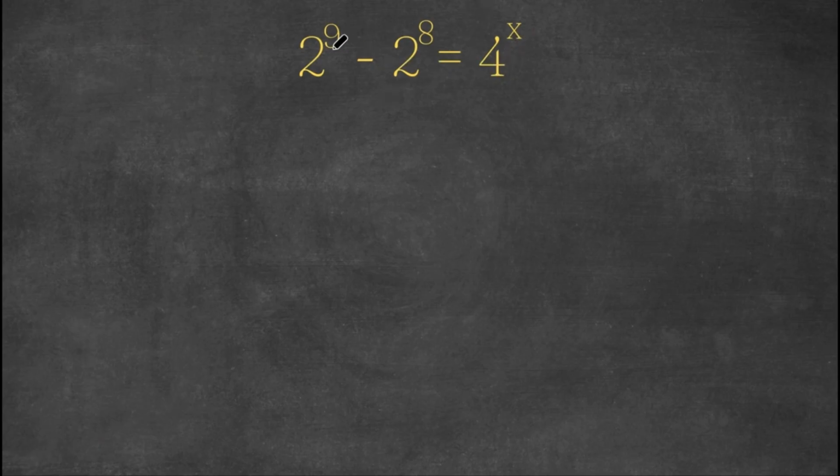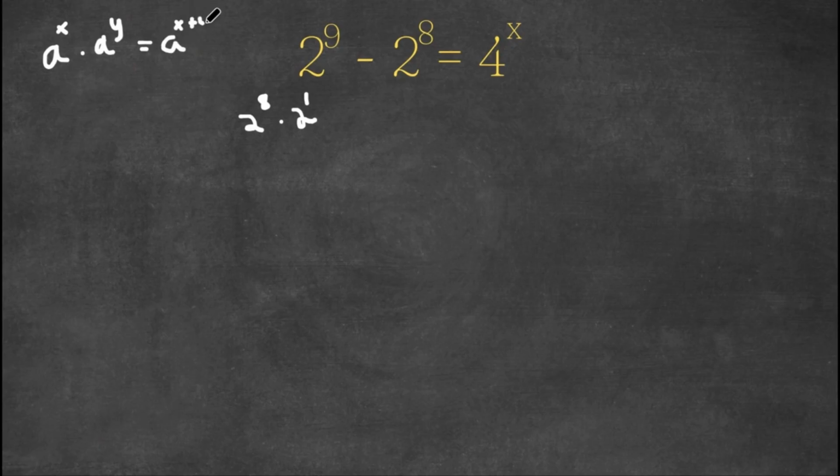Now what I'm first going to do is rewrite 2 to the power of 9 as 2 to the power of 8 times 2 to the power of 1. Because remember, if we have a to the power of x times a to the power of y, this is equal to a to the power of x plus y. And I'm still subtracting 2 to the power of 8, and this is equal to 4 to the power of x.